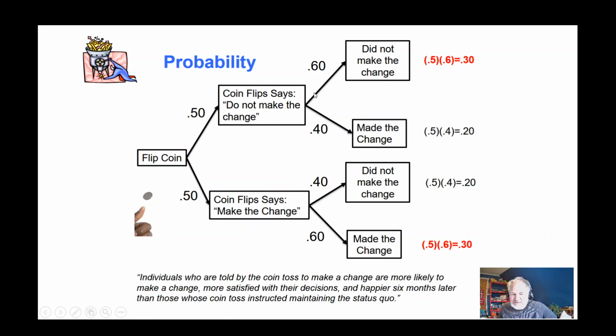Well, if the coin said do not make a change, 60% of those people did not make the change, 40% did. But to figure out overall how many people out of the 100 people that were in the study, I multiply these probabilities along that decision path. So 0.5 times 0.6 is 0.30. So of 100 people who participated in the study, 30 people, the coin will have said do not make the change, and those 30 people did not make the change. So that's one example of probability.